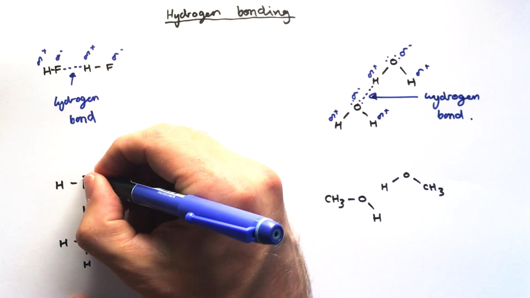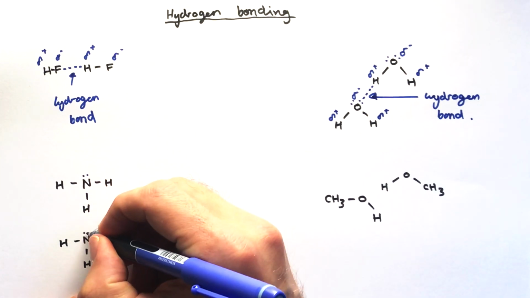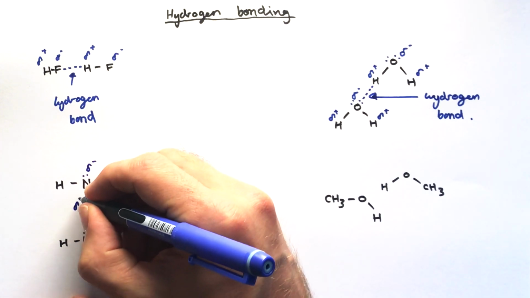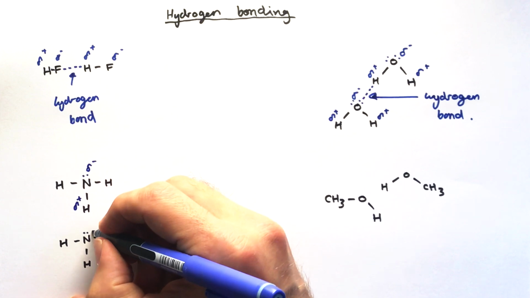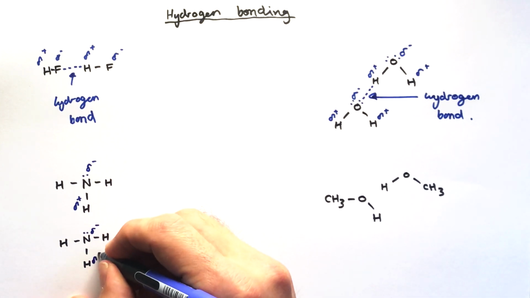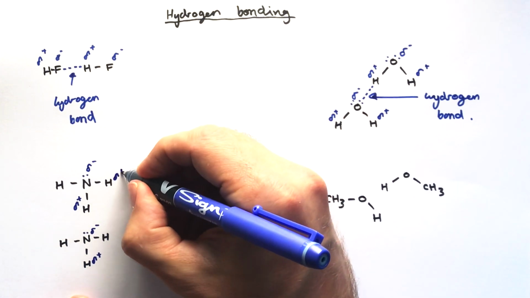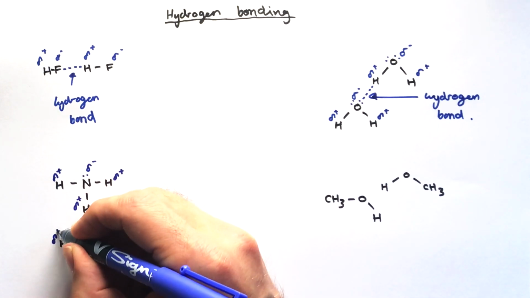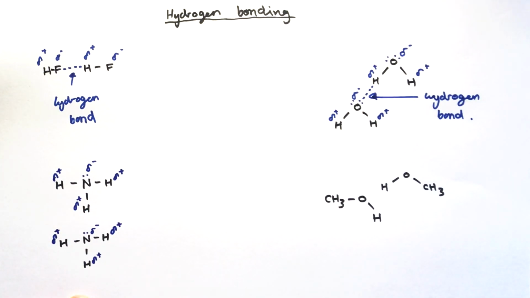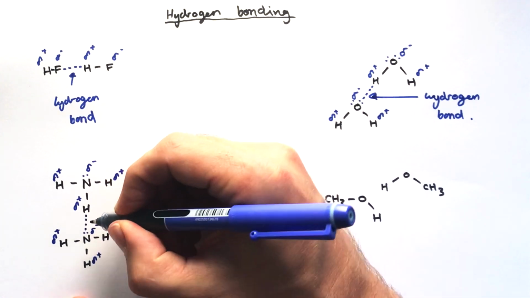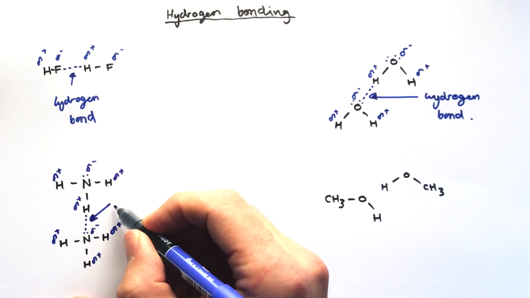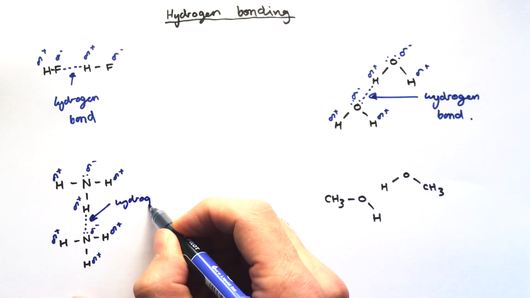Have a look at ammonia, bottom left hand corner. So we've got lone pairs of electrons on the nitrogen, delta negative nitrogen here, delta positive hydrogen here, delta negative nitrogen there, and then a delta positive hydrogen here. These hydrogens will also all be delta positive as well, because the electrons are being drawn away from those towards the nitrogen. And then we have a hydrogen bond here that forms between the nitrogen and the hydrogen there. And we just need to make sure that we label that hydrogen bond as well.